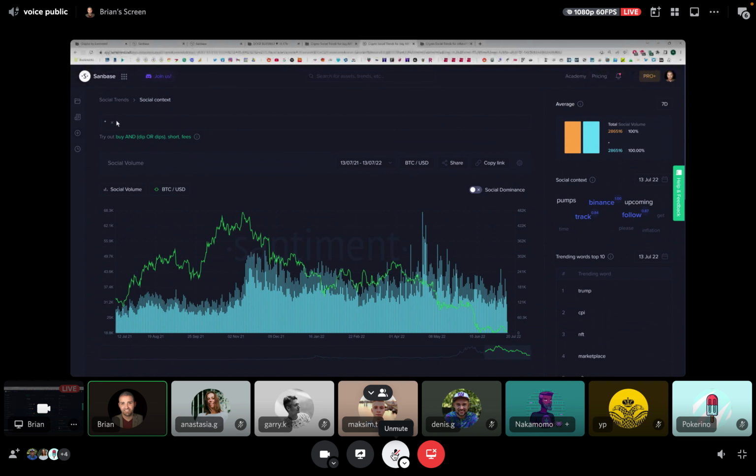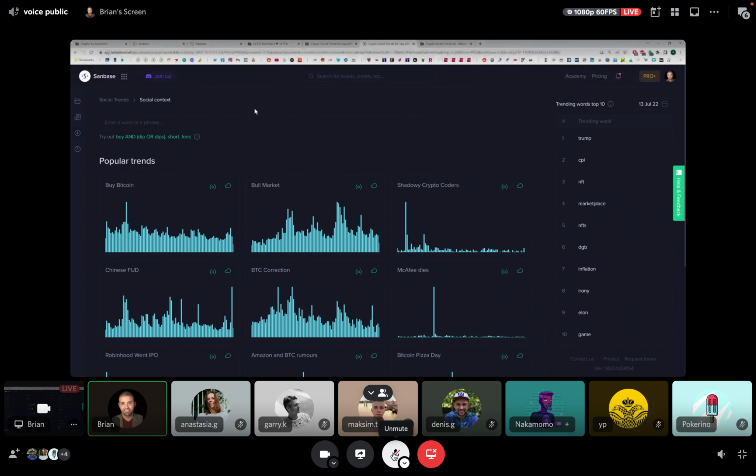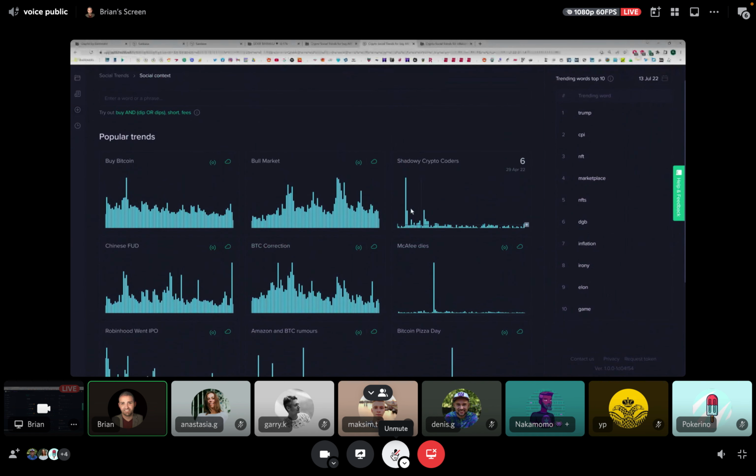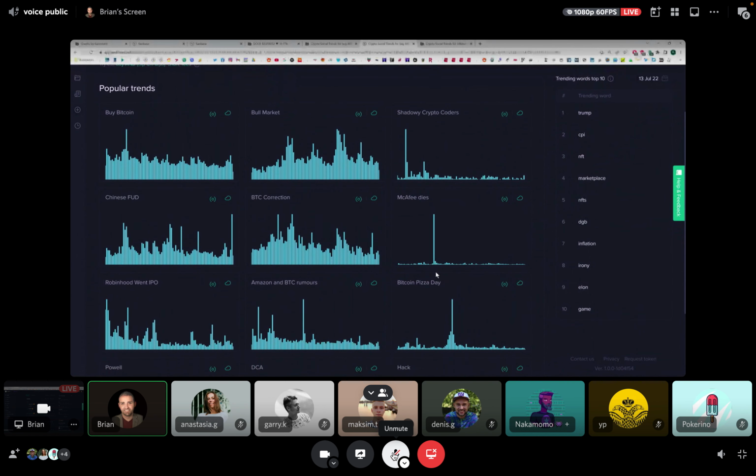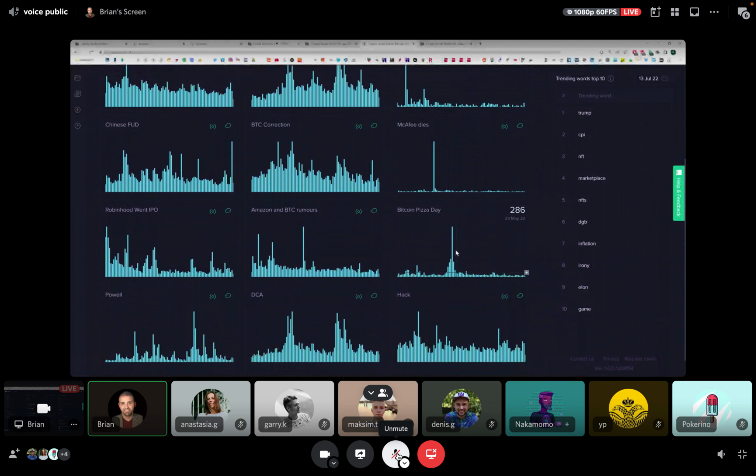One more that could be useful, we could look at something. Notice that we have plenty of suggested potentials, like McAfee dies. This was, of course, the time that McAfee died. And actually, no, I'm sorry. This was long after he died, but there was some increased attention to his death at this time.